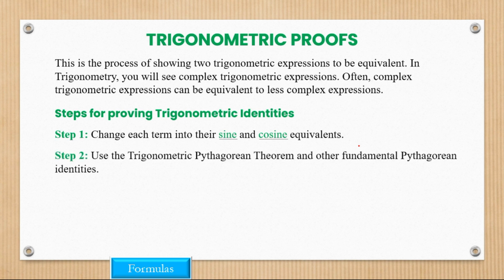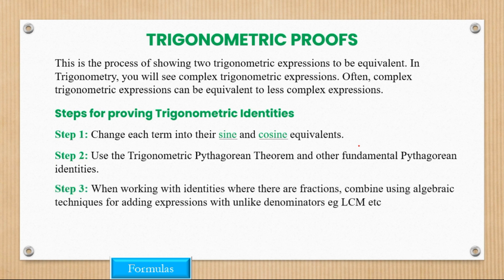So step 2, use trigonometric Pythagorean theorem and other fundamental Pythagorean identities. So these actually include the identities that were put in yellow boxes. These will actually simplify your work. That's why you are encouraged to memorize them. They'll be very helpful in this section of proofs.